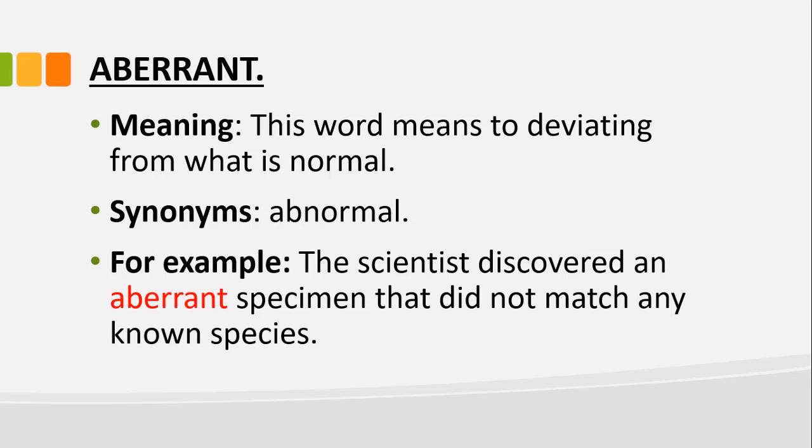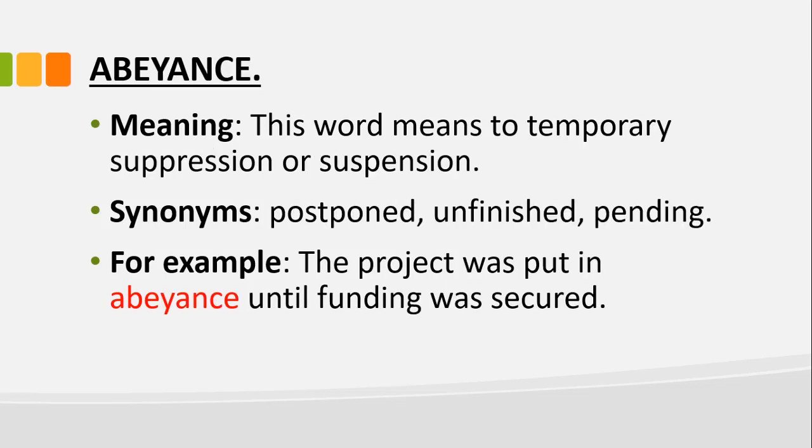Aberrant. This word means deviating from what is normal. Synonyms: abnormal. For example, the scientist discovered an aberrant specimen that did not match any known species. Abeyance. This word means temporary suppression or suspension. Synonyms: postponed, unfinished, pending. For example, the project was put in abeyance until funding was secured.